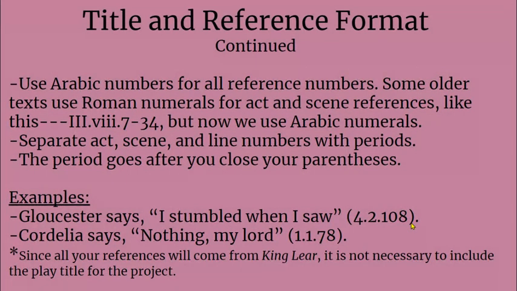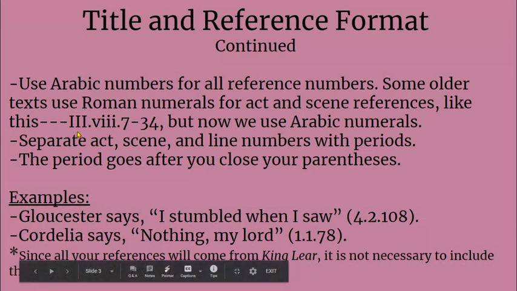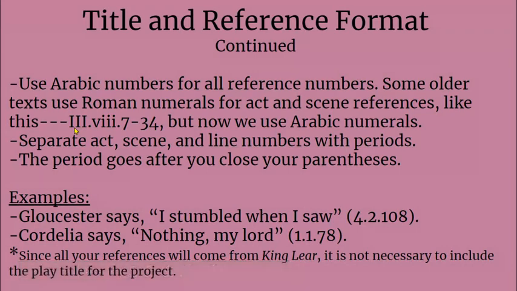Okay, couple more things. Arabic numerals. We're using Arabic over Roman numerals. Sometimes you'll see older texts use Roman numerals for act and scene references. Even I've done it. Like right here, this would be coming from Act 3, and you see the capitalized Roman numerals. All right, scene 8, and scenes are lowercase, and then the line numbers, and they're each separated by periods. But we use the current rules of MLA, and right now they're saying use Arabic numerals.